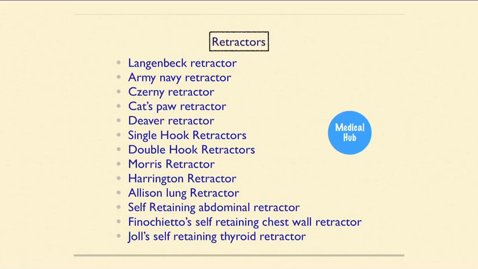So we have Langenbeck retractor, Army Navy retractor, Journey retractor, Catspaw retractor, Deaver retractor, single hook retractor, double hook retractor, Morris retractor, Harrington retractor, Allison lung retractor, self-retaining abdominal retractor, Finochietto self-retaining chest wall retractor, Joll's self-retaining thyroid retractor.